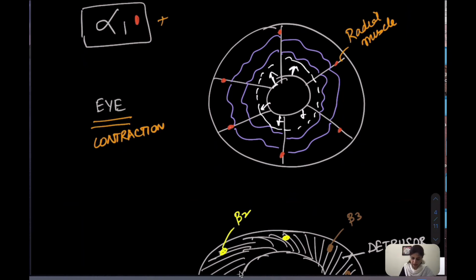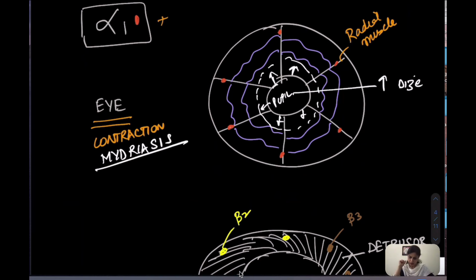And what is this circle? It is nothing but the pupil. So when the muscles contract, it is causing an increase in the size of the pupil, and an increase in the size of the pupil means it is causing mydriasis. So the drugs which directly act on the alpha 1 receptors and cause an increase in the size of the pupil, this type of mydriasis is called active mydriasis.